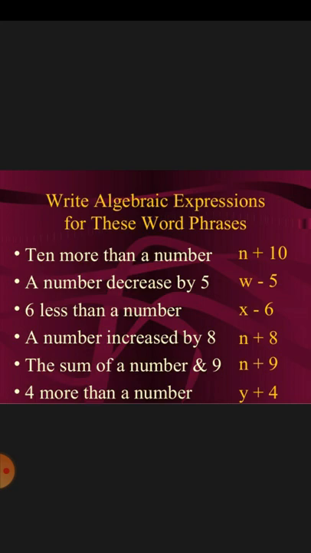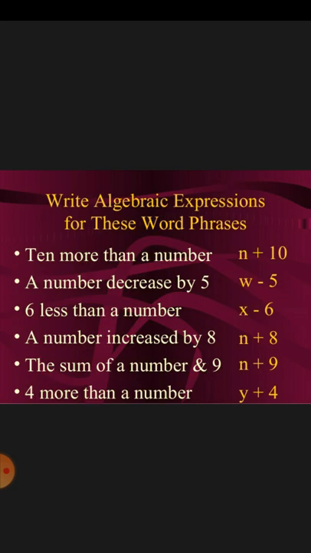Second question is a number decreased by 5, right? So first of all we have to suppose a number. So here we are taking w, right? So we have to decrease 5 from that number that we have supposed to be w. w minus 5 is the expression for that question.